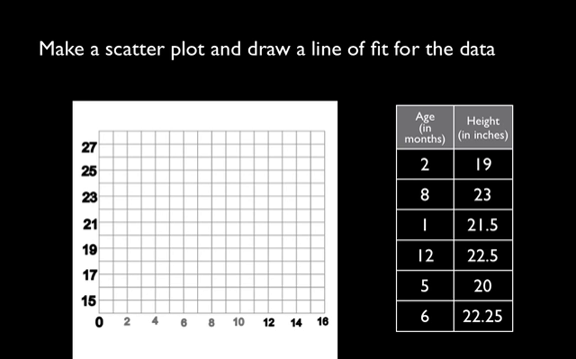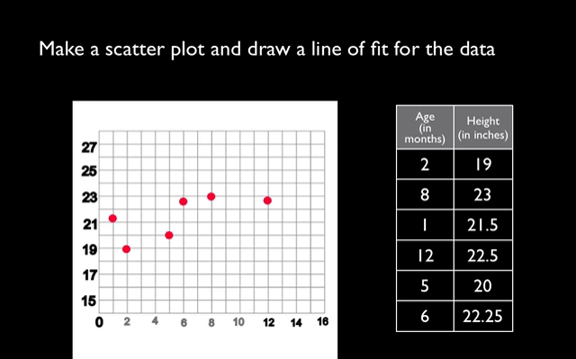So we have a 2-month-old who was 19 inches, and so we will plot that. We have an 8-month-old who was 23 inches. We have a 1-month-old who's 21.5 inches. We have a 12-month-old that's 22.5 inches. A 5-month-old that's 20 inches, and a 6-month-old that's 22.25 inches. Okay, so those are our plots.